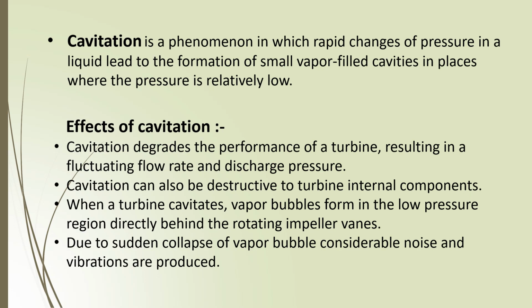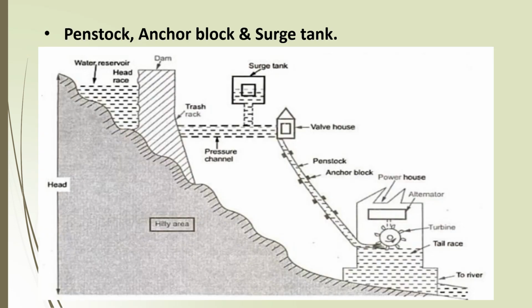So what are the effects of cavitation? Cavitation degrades the performance of a turbine, resulting in a fluctuating flow rate and discharge pressure. It can also be destructive to the turbine internal components. When a turbine cavitates, the vapor bubbles form in the low pressure region directly behind the rotating impeller vanes. Due to the sudden collapse of vapor bubbles, considerable noise and vibrations are also produced. Hence, it is necessary to avoid cavitation in the turbine.